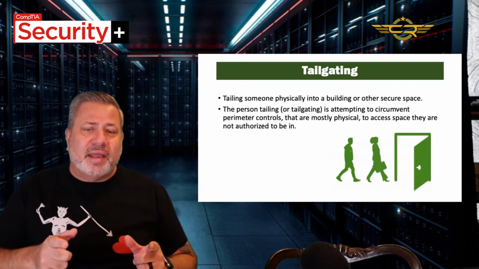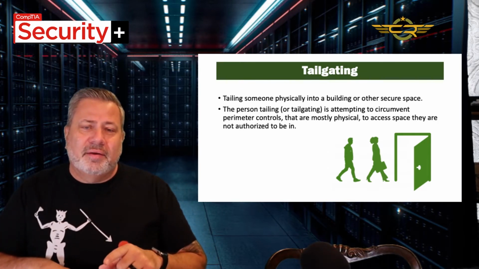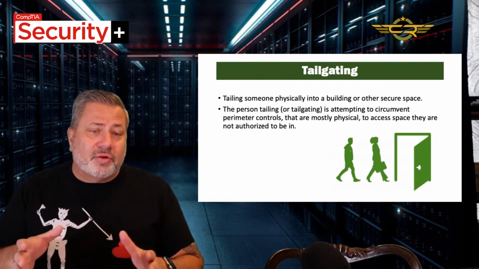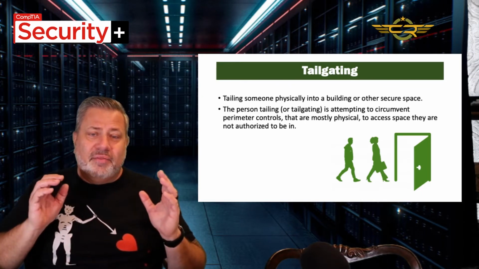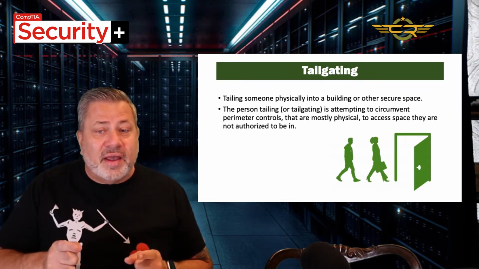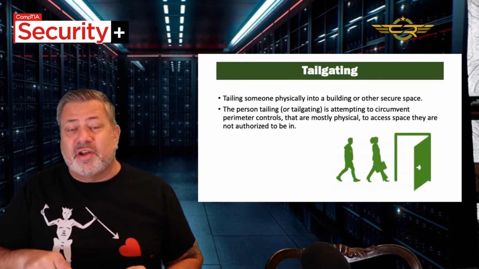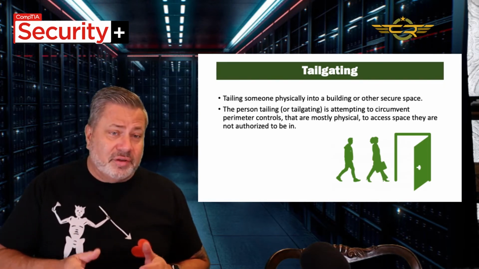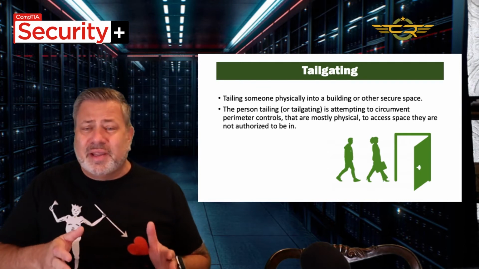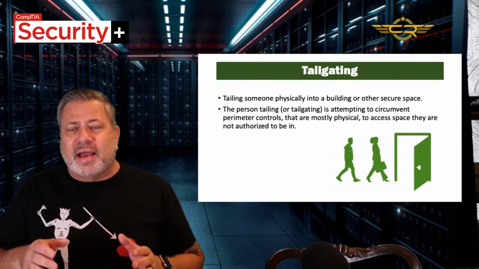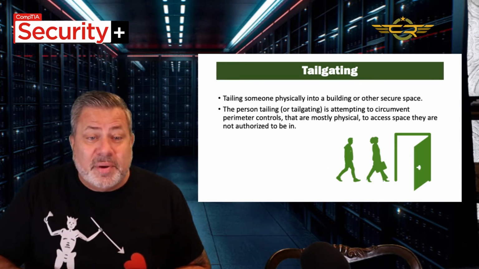And in tailgating, someone physically follows you into a building or another secure place. The person tailing or tailgating is attempting to circumvent the perimeter controls. Obviously, these are mostly security related and physical to access the space they're not authorized to be in.